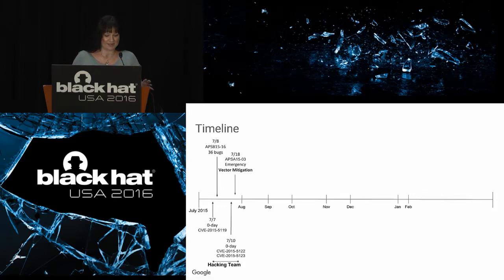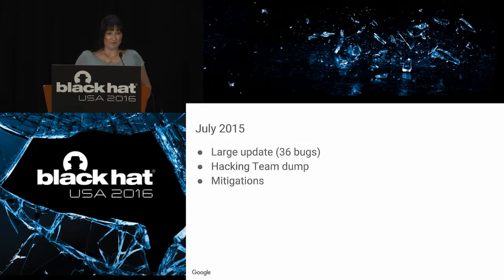So starting off with the year, I'm starting off with last July, and that was actually a super interesting time in Flash, mostly because of the Hacking Team dump. Just in case anyone doesn't recall, Hacking Team was an organization that sold Flash and other vulnerabilities to a variety of customers. And they themselves got hacked, and all their emails and exploits and source code got dumped online, and everyone could see them. And this was actually really interesting.